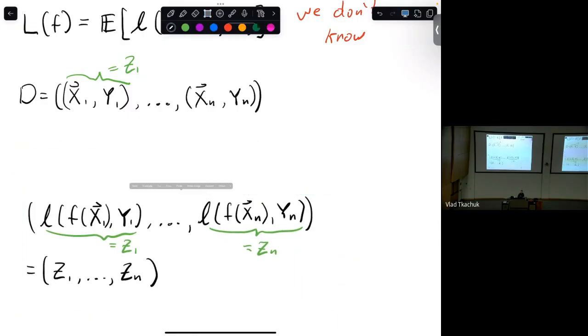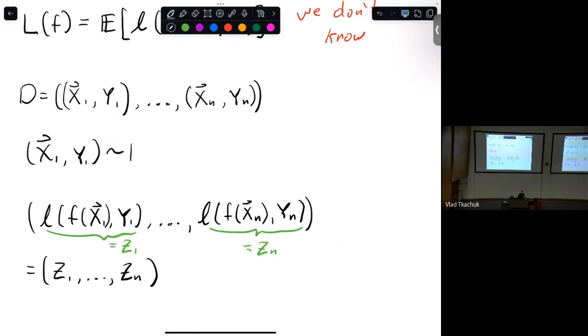So you had this data set, and the property that we had was that each one of these random variables, x1, y1, is distributed the same, x, y, and they're independent. Each one of the xi's.